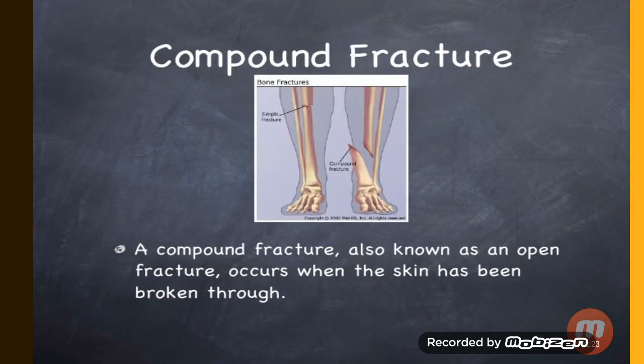Second type is called compound fracture or an open fracture. In this type of fracture, the skin has been damaged and affected, forming wounds. You can see in the diagram, the broken bone has come out of the skin.